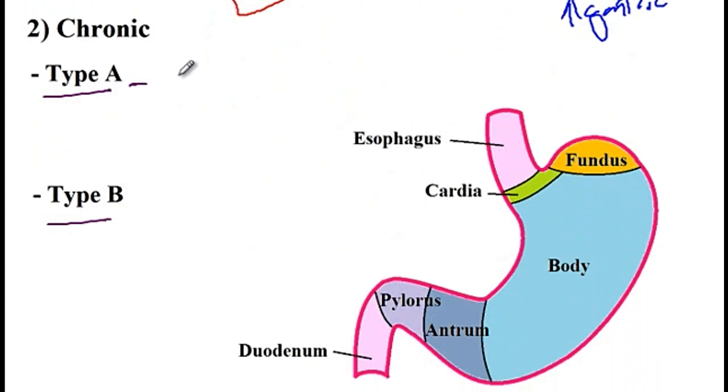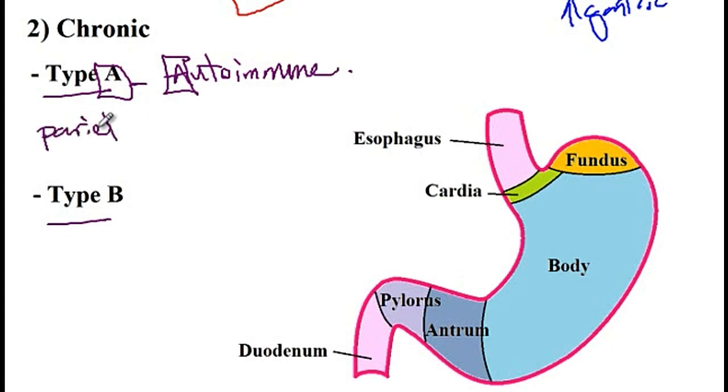So type A is caused by autoimmune reaction, where there are autoantibodies that are formed against parietal cells. And the function of parietal cells is one, to produce the gastric acid, and the other function is to produce the intrinsic factor, which is important for the absorption of vitamin B12.